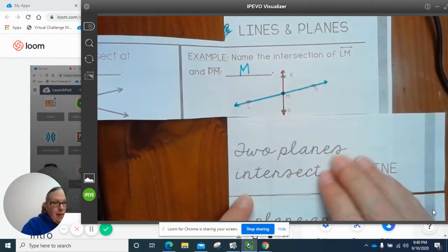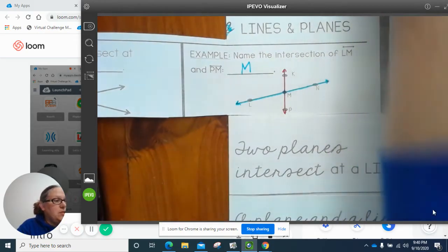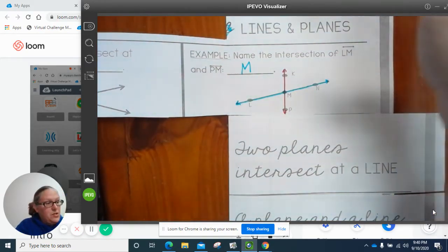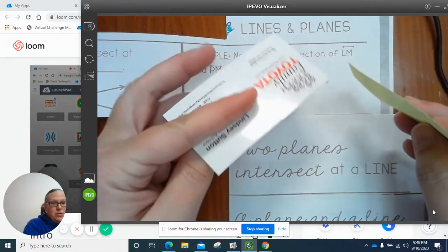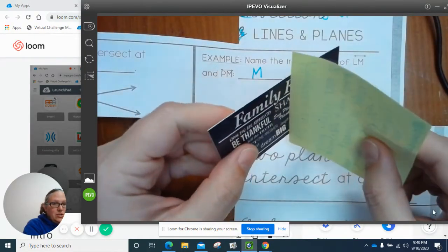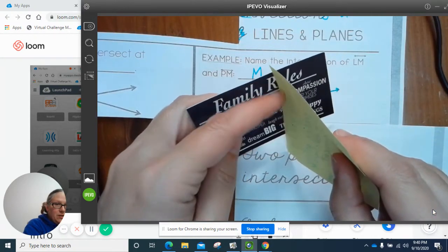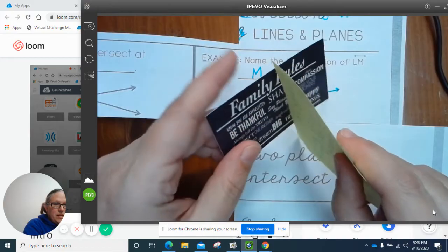Okay, all right, what about two planes? I'm going to show you two planes with this piece of paper and this Post-it right here. These are my two pieces of paper. When they intersect, see how they touch? See how they touch all the way down here? All of this is the intersection.